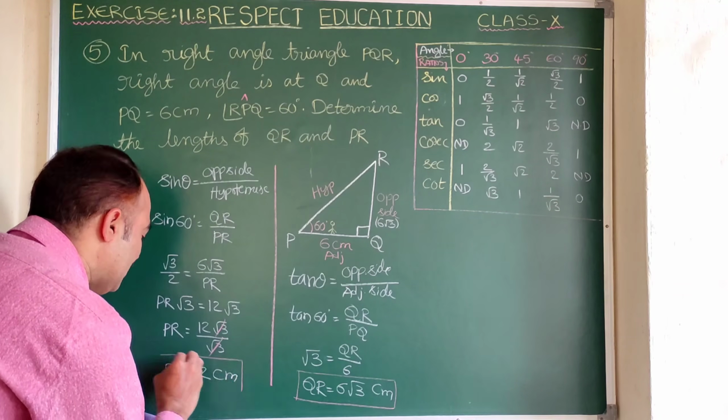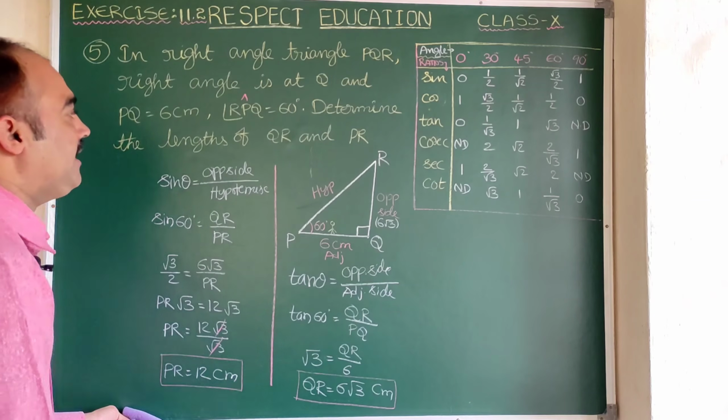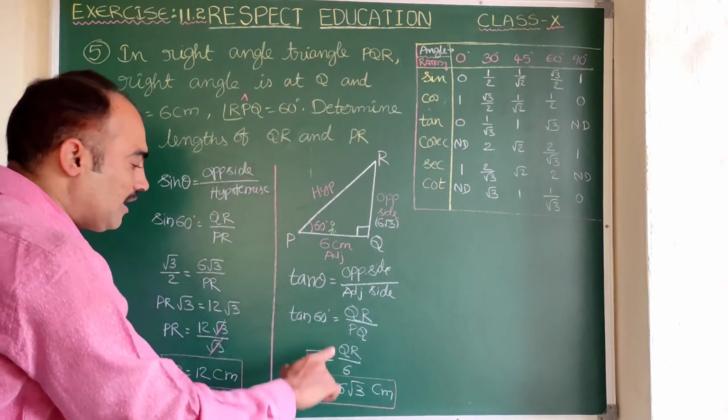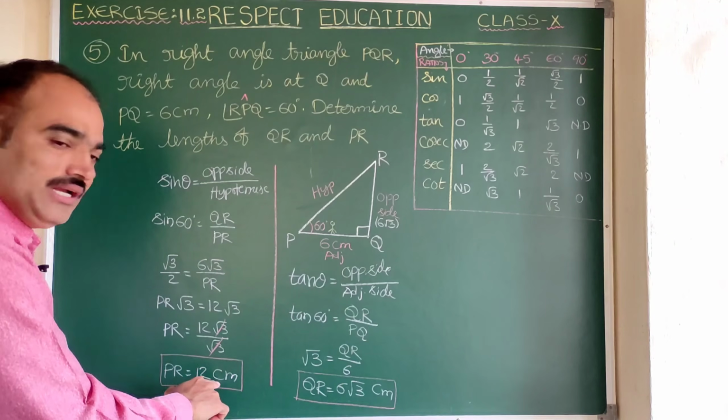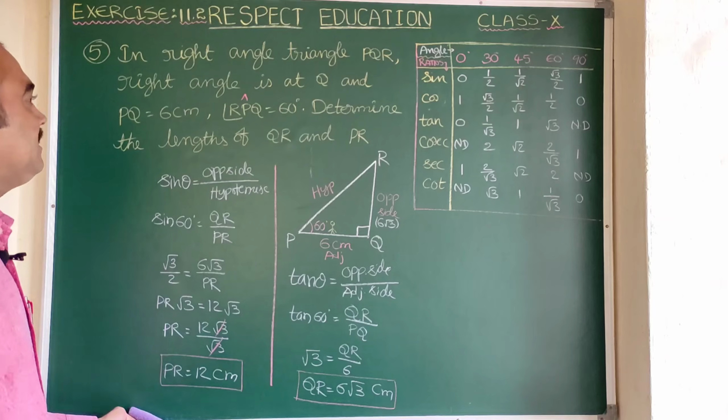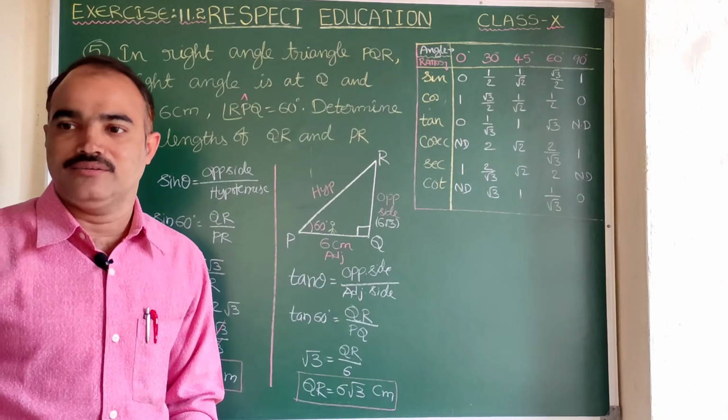Now once we just see the question, what is asked to find? Find QR. What is QR? 6 root 3 centimeters. And find PR. What is PR? 12 centimeters. Right. With this the fifth problem gets completed.